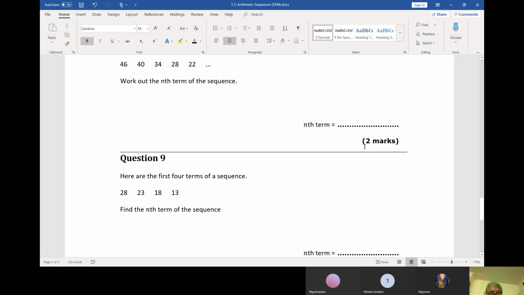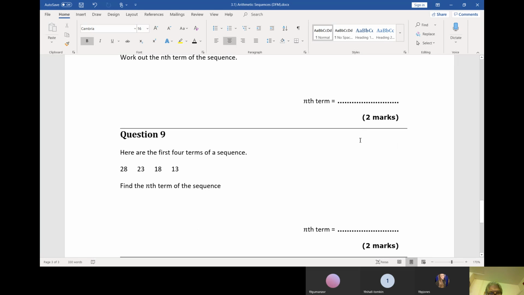28, 23, 18, 13. Find the nth term of the sequence. That's identical to every single other question. You think it's 5n? Well, that's wrong. It would be 5n if we were going up in 5s. I think you'll find those numbers are going down. No, look, come on, Henry. 28, 23, 18, 13. Those numbers are getting smaller. So why would you put 5n, which is what you put down when they're getting bigger? We practiced loads of those.